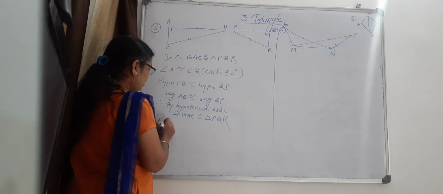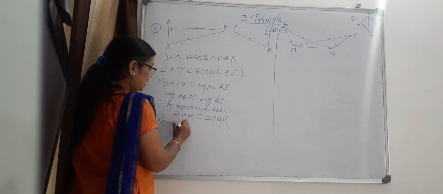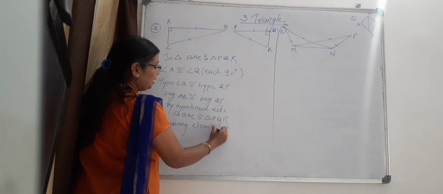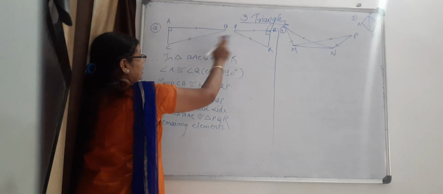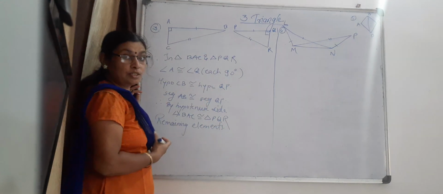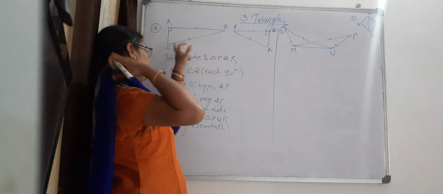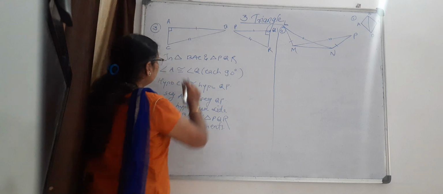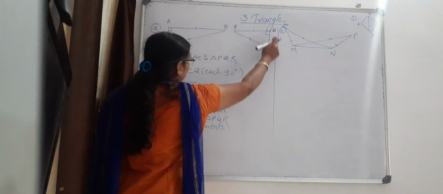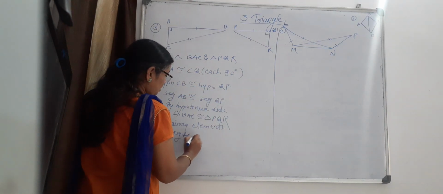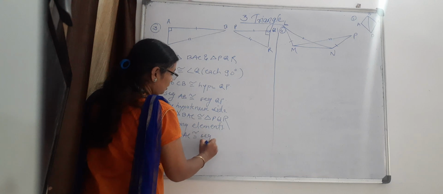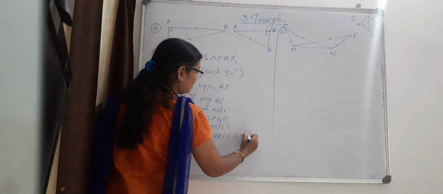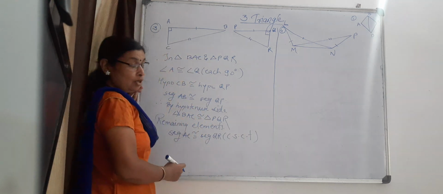And then you have to write down which elements? Remaining elements. Now, which are the remaining elements? One angle is given and two sides are given, so the remaining elements are two angles and one side. So first write down which side is not given. Segment AC is congruent to segment QR. What is the reason? CSCT, corresponding sides of congruent triangles.